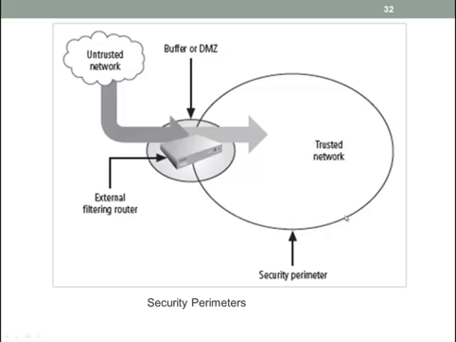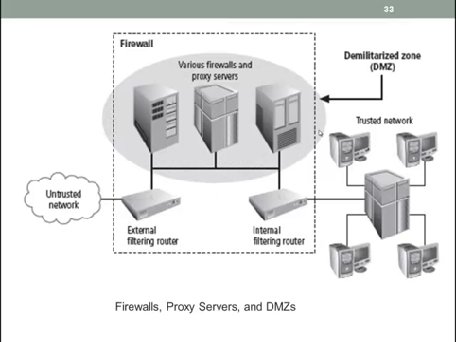Looking at security perimeters, I mentioned it before. We have our untrusted network out here. We've created some sort of DMZ using a filtering router, and then everything inside our perimeter, our most outward reaching area, would be considered our trusted network. In other words, everybody inside is trusted, everybody on the outside is not.